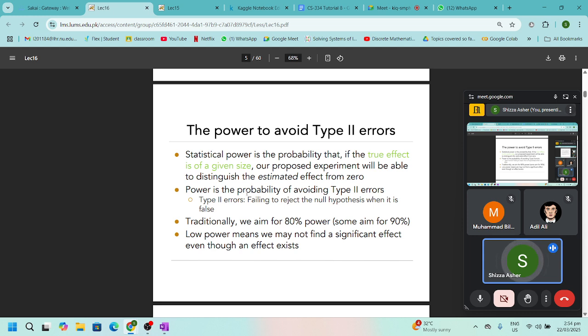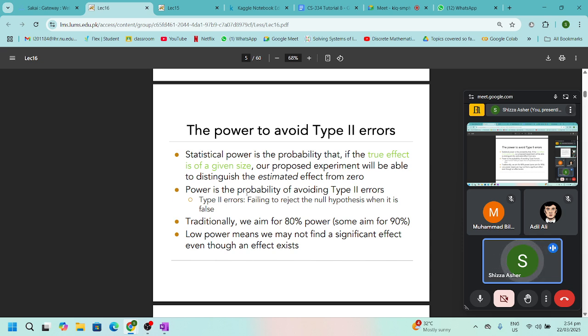It is the probability that if the true effect is of a given size, मतलब कि आपने null hypothesis को reject करना है. All right, so if the true effect is of a given size and you have to reject the null hypothesis, तो क्या probability है कि आप उसको successfully reject कर देंगे when you are supposed to reject it? All right, because if you would have accepted it accidentally, then that would have been a type 2 error.